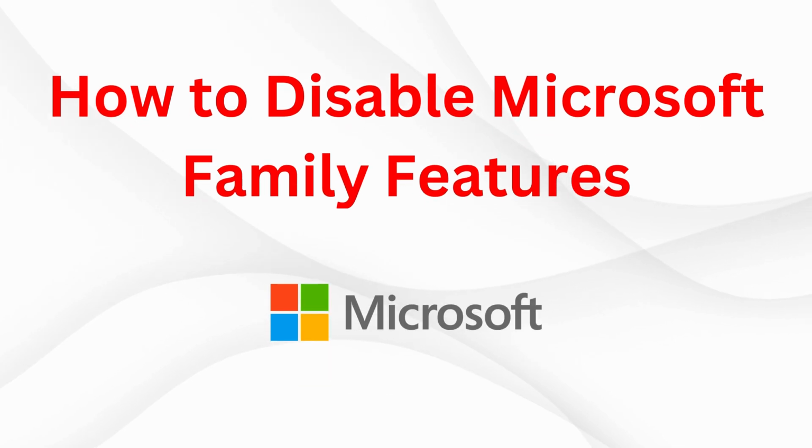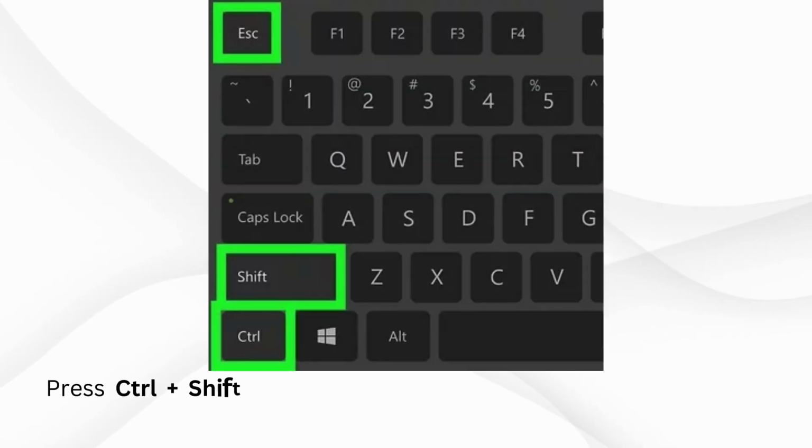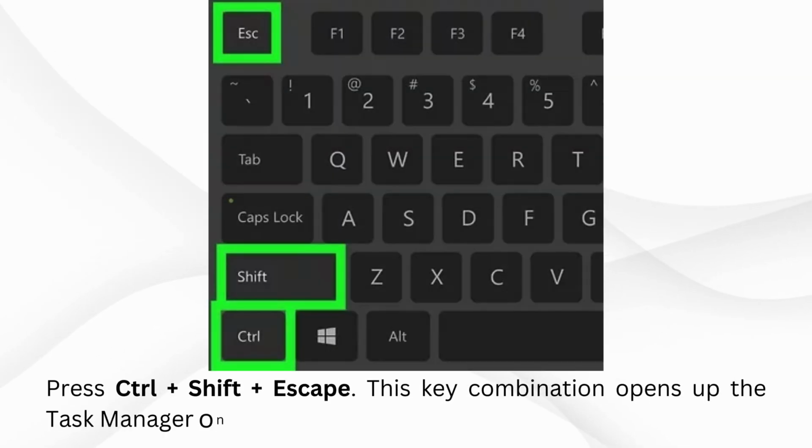How to disable Microsoft Family features. Press Ctrl plus Shift plus Escape. This key combination opens up the Task Manager on your computer.